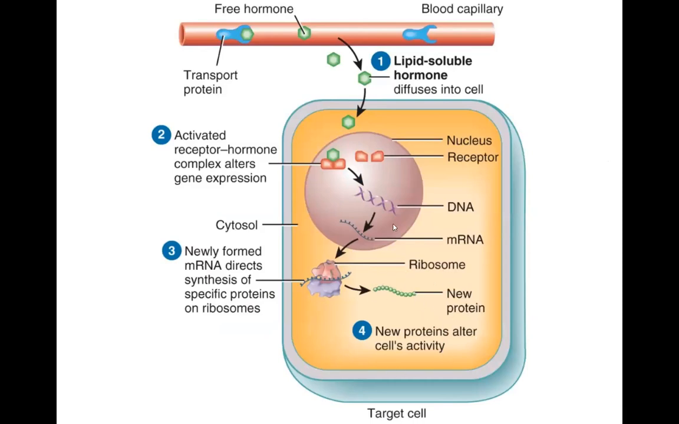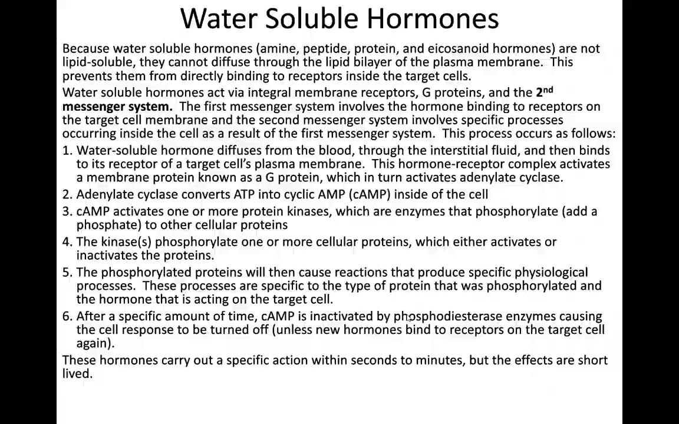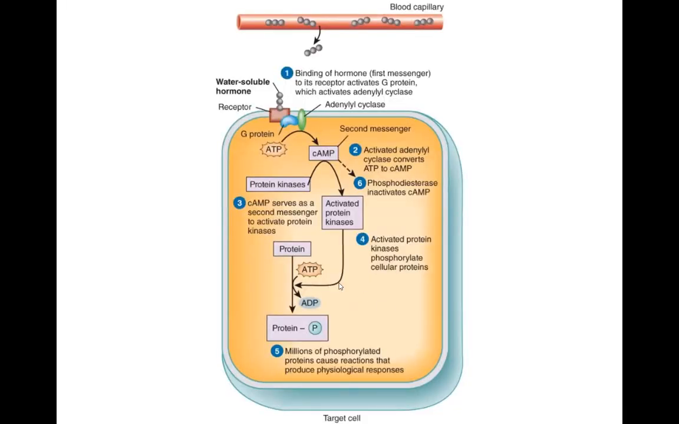In the case of lipid soluble, we produce new proteins that then alter the cell's activity. In the case of water soluble, we phosphorylate proteins. So we just change the protein by adding a phosphate to it that activates it, and that's what produces the physiological response. Okay. Now, while this is taking place, you can see there's a sixth step.